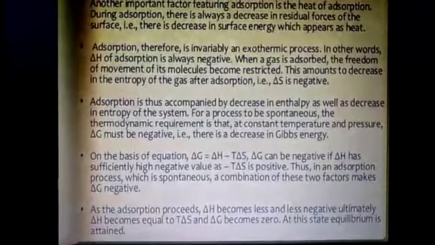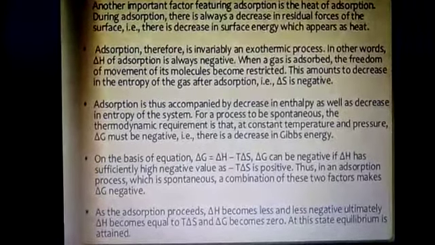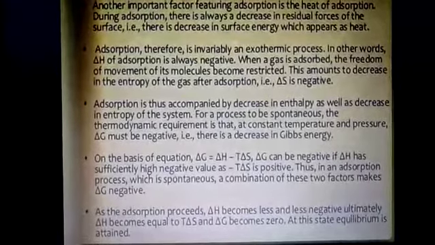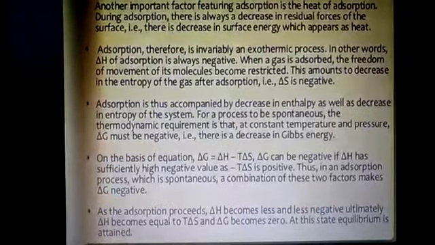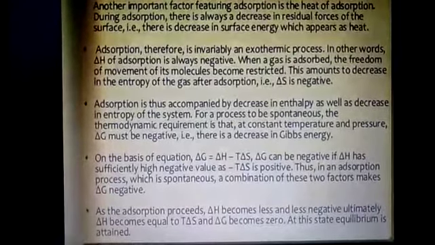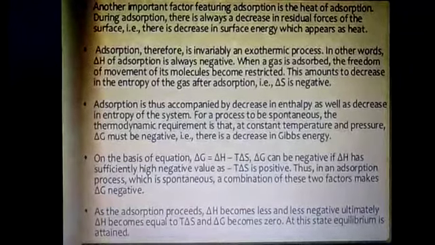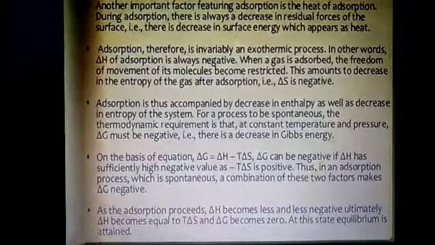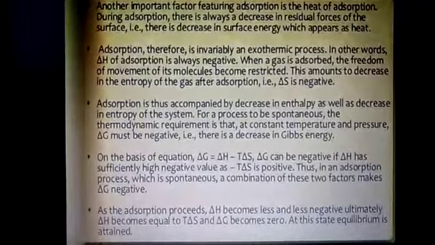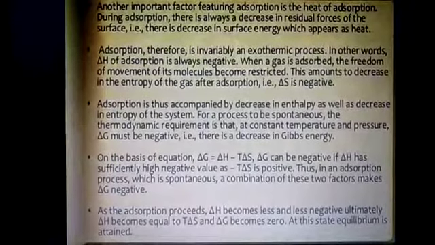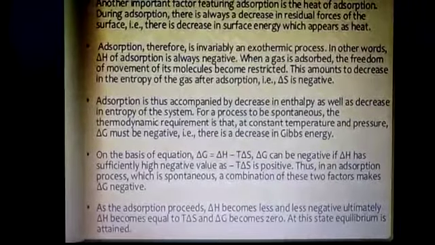On the basis of the equation delta G equals delta H minus T delta S, delta G can be negative if delta H has a sufficiently high negative value, as minus T delta S is positive. Thus, in a spontaneous adsorption process, a combination of these two factors makes delta G negative. As the adsorption proceeds, delta H becomes less and less negative. Ultimately, delta H becomes equal to T delta S and delta G becomes 0. At this stage, equilibrium is attained.